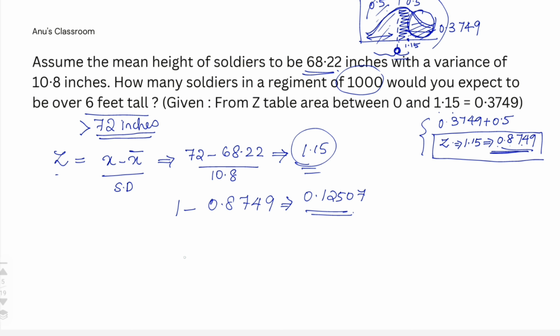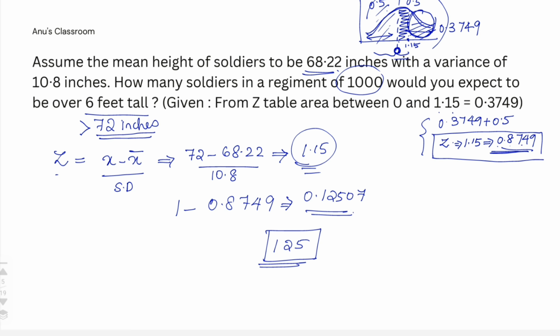0.12507 approximately. Now if you multiply it by 1000, then you will get the number of people who we expect to be over 6 feet tall in the regiment of 1000 people. That is approximately 125 people we are assuming will be over 72 inches tall, that is above 6 feet tall. This is how you do such a question.